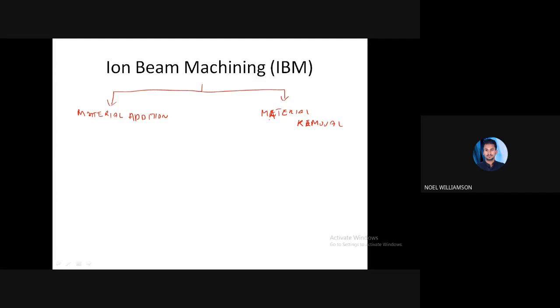So these two processes can be done using ion beam machining. Material addition means suppose you have a workpiece like this, and we can deposit material and form the structure like this. So the end product will look like this. This is material addition. That means we are adding material to the workpiece in order to form the final product. In the second case, the usual type, a certain portion is removed from the workpiece. That is material removal.